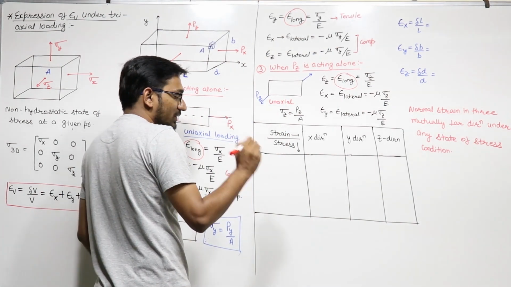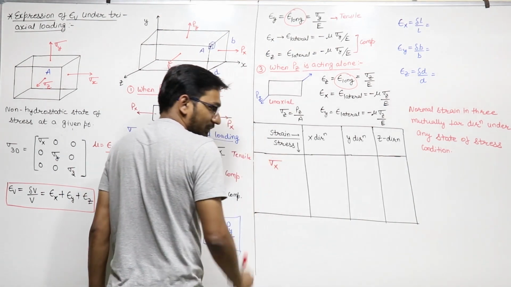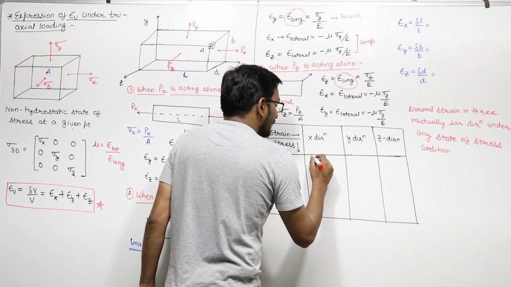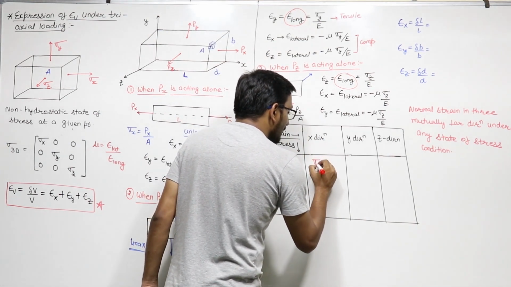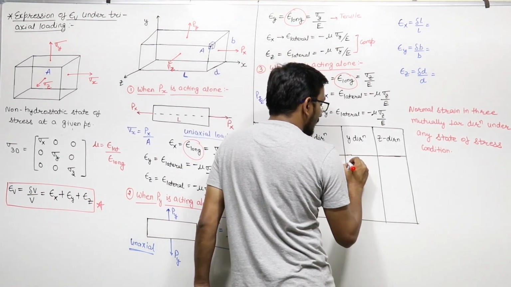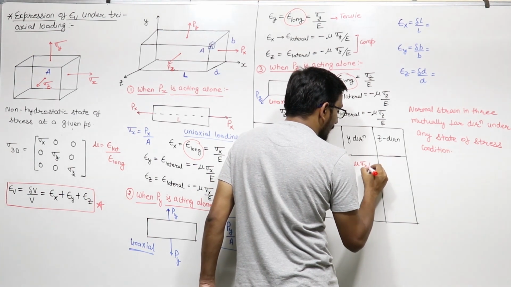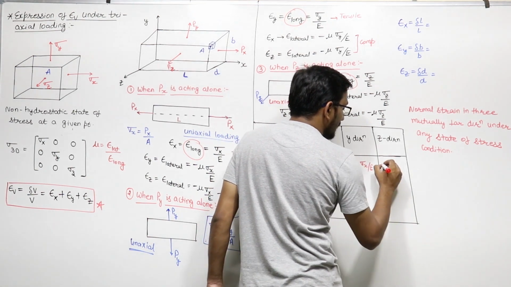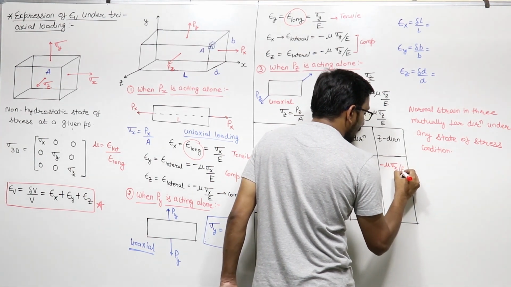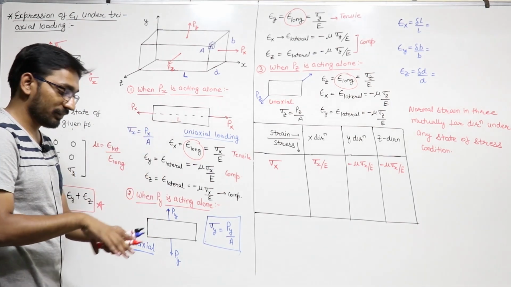So I am writing, just please pay attention here. For the stress sigma x, if sigma x is acting alone, then in the x direction the strain will be sigma x upon E, and in y direction the strain will be minus mu times sigma x upon E, and in z direction also this is minus mu times sigma x upon E. This is when sigma x is acting.